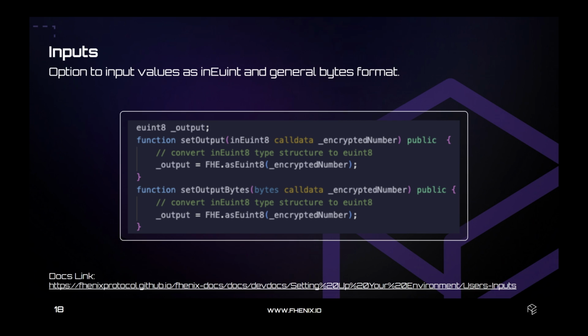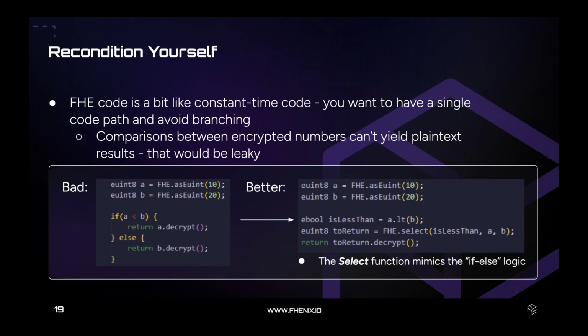And in this case, there's a method to essentially convert the passed-in inEuint8, or the bytecode in this case, into a version of an encrypted integer that can be used with the rest of your contract. And again, in my opinion, this is probably one of the trickiest parts of working with FHE, but it's familiar. It's similar to other things you might have been familiar with, in the sense that it acts sort of like constant time code, where you have a single code path and you need to avoid branching, right?